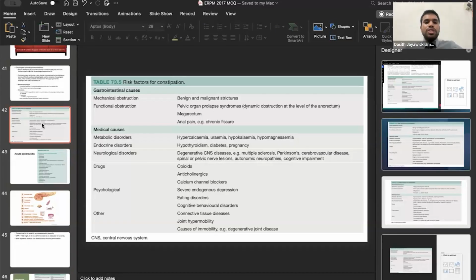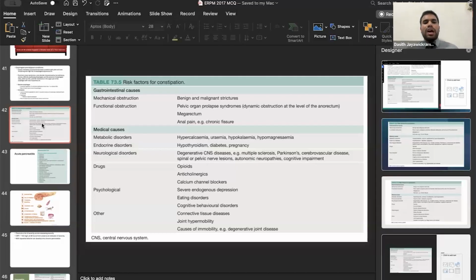And neurological disorders such as degenerative CNS disease such as multiple sclerosis, drugs such as opioids, anticholinergics, calcium channel blockers, and some psychiatric drugs, antidepressants like TCAs, psychological disorders such as depression, eating disorders, cognitive behavioral disorders, and others such as connective tissue disorders and causes of immobility. So all these causes can cause constipation. This is how you characterize.